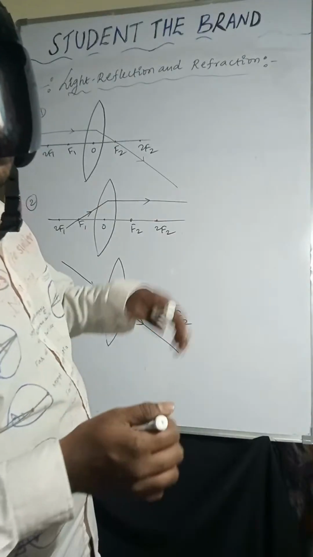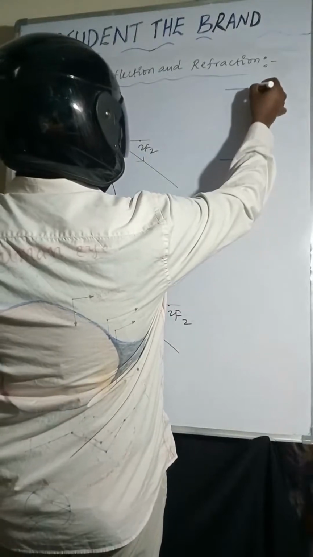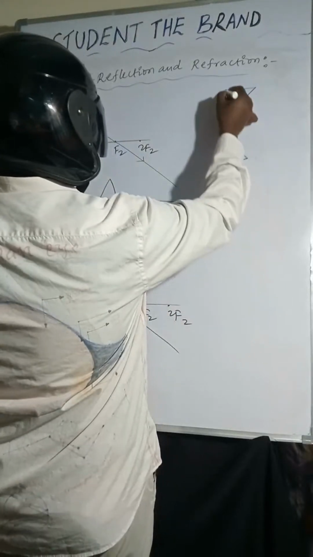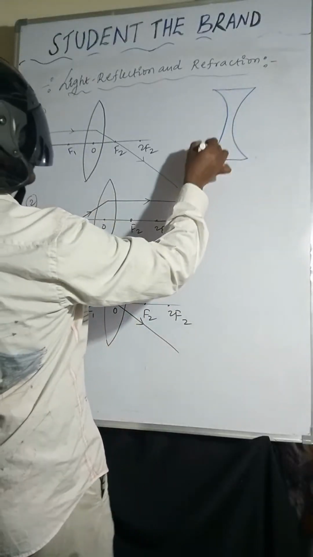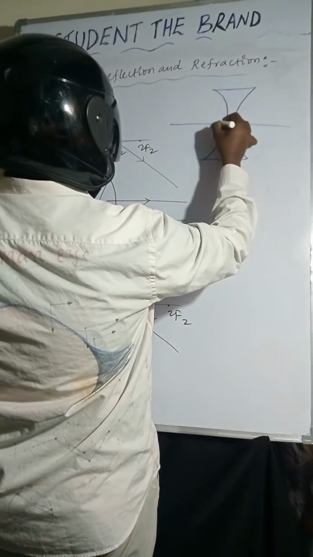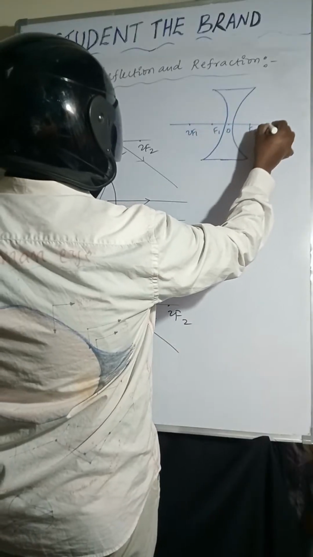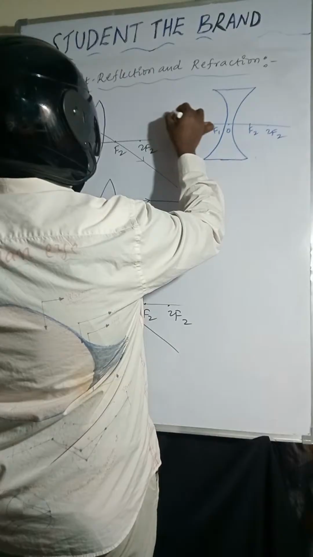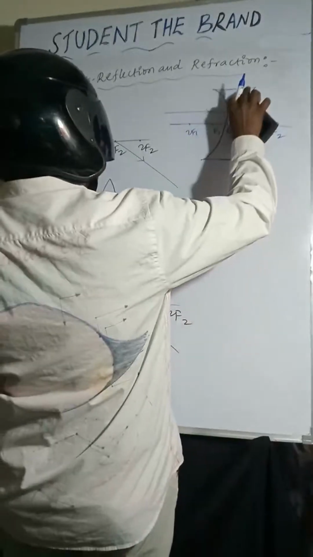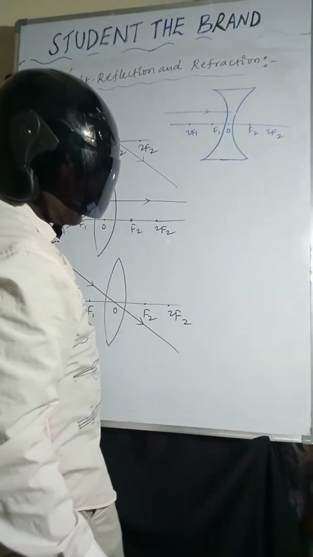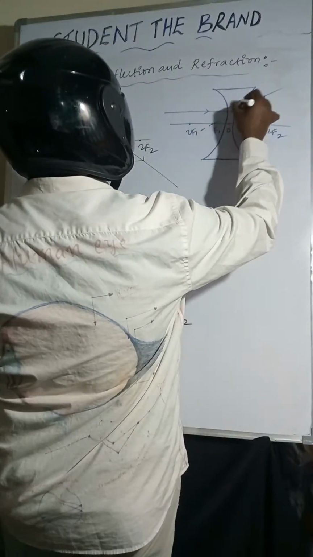Coming to the concave lens. Optic center, F1, 2F1, F2, 2F2. The light ray after refraction will be diverging. So it will diverge the light rays, and it appears to pass through the focus.